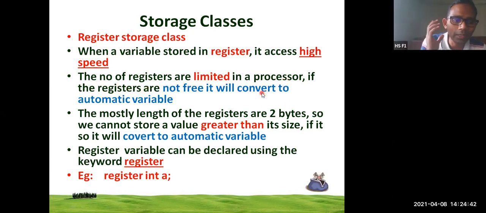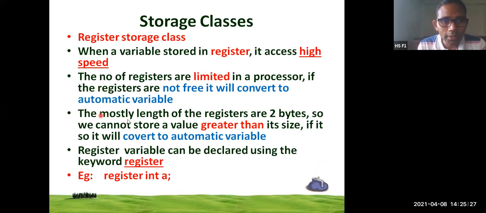The registers are limited in a processor. Why? Because it depends on the bit size of the processor: 32-bit, 64-bit, 128-bit. If it is a 128-bit processor, we will have 128 registers for integer variables, R0 to R127, and 128 registers for floating point variables, F0 to F127. Even then, you have only a limited number of registers. The programs under execution will make use of registers. So if there is no free register, it is simply going to convert a register variable into an automatic variable. That is the second point.